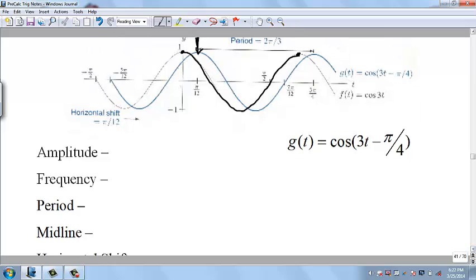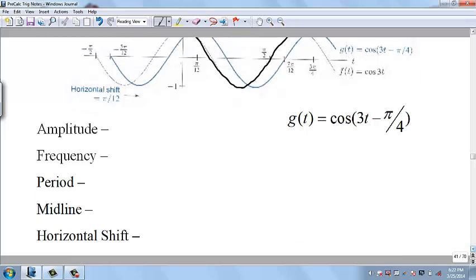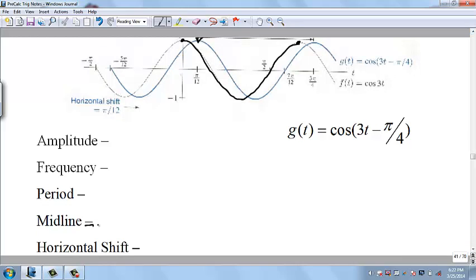So the first thing I'm going to do is do my stacking, racking, and filling out. So we got our midline here. Our midline's right in the middle, so I can say y equals 0. Amplitude, it goes up to 1 because here's a negative 1.